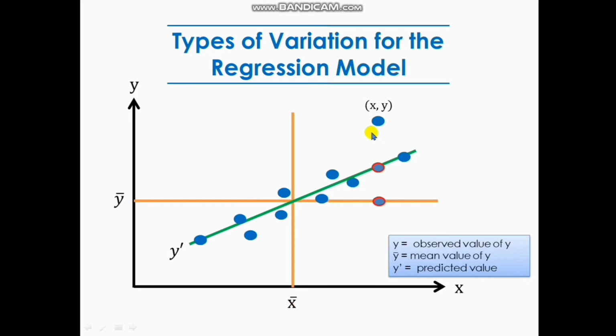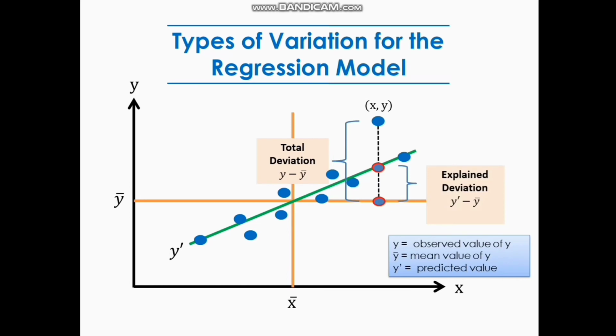Now, let us consider a data value right here. This one is a particular observation labeled as x, y. So, the difference between the observed value of y and the mean of y is what we call the total deviation. And then, this portion between the y prime and the mean of y is what we call the explained deviation. On the other hand, this portion between the observed value of y and the y prime is what we call the unexplained deviation, also known as residual.